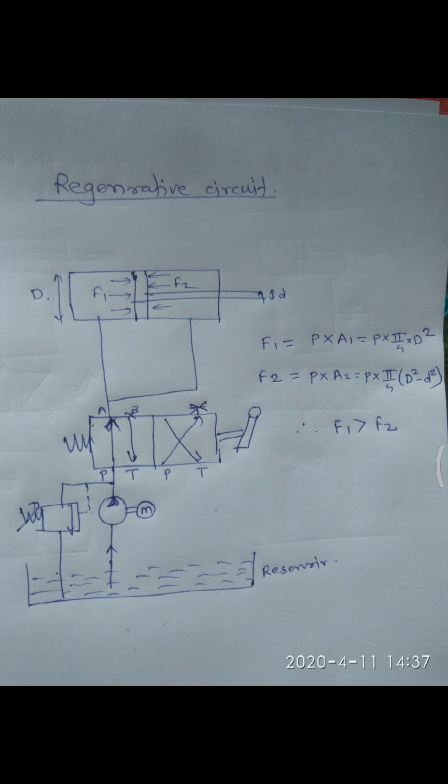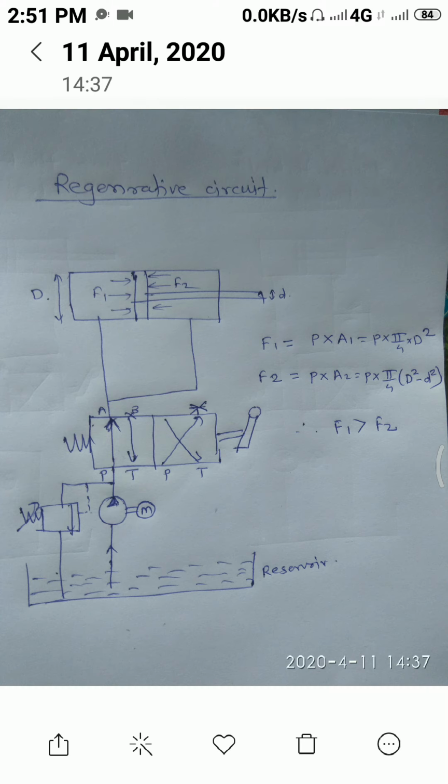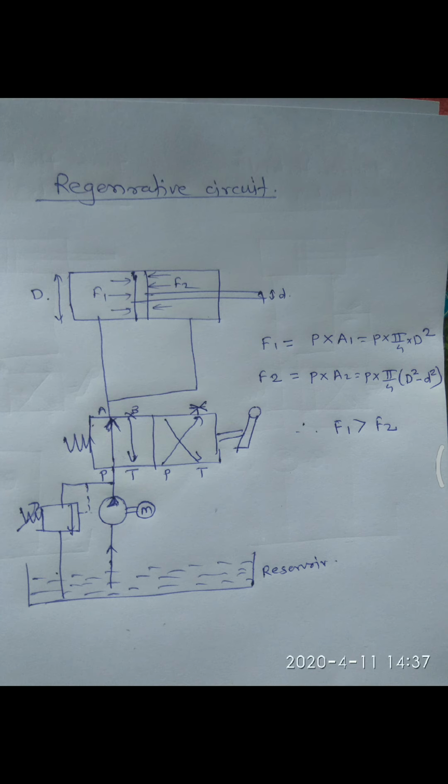So this is the regenerative circuit, and the previous one is the bleed off circuit. You need to write down these forces also while writing in the examination, because they are important in the working of this regenerative circuit. The name itself says regeneration of force. By using the same pump pressure, there is a regeneration of forces, and there is control of the speed of the piston, hence the speed of the rod.